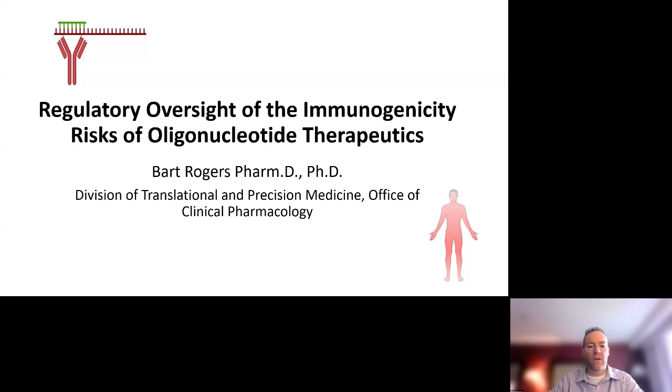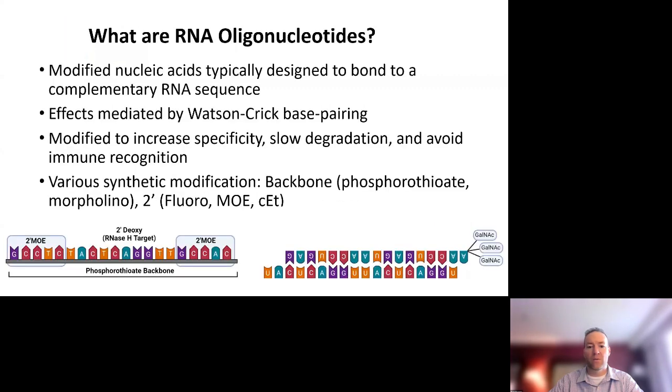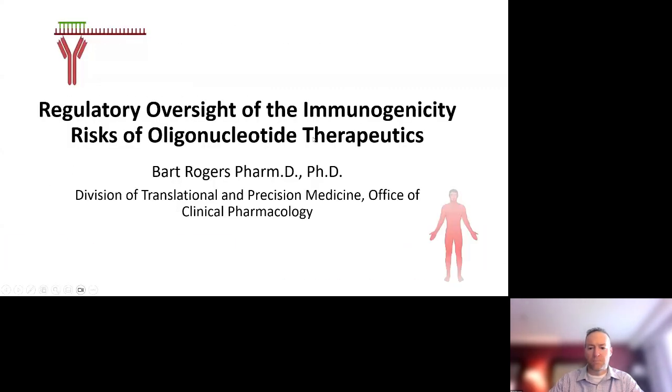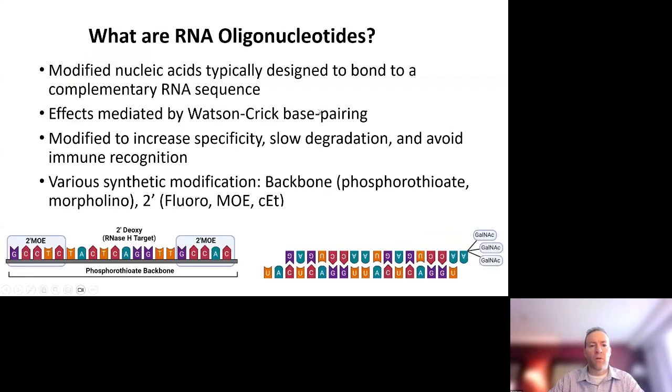For those of you who do not know me, I'm a pharmacologist in the Office of Clinical Pharmacology in the Division of Translational and Precision Medicine here at the FDA. So what exactly are oligonucleotides? These are modified nucleic acids that are typically designed to bind to a complementary RNA sequence and alter the subsequent downstream protein. These effects are typically mediated through Watson-Crick base pairing. Now, these oligonucleotides have been synthetically modified to increase specificity, slow degradation, and specifically to avoid immune recognition, as I'll get into in this talk.